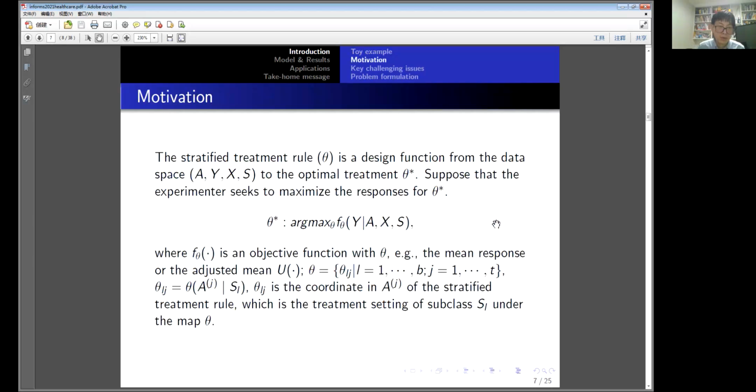Our motivation: the stratified treatment rule is a decision function from the data space to the optimal treatment. Suppose that the experimenter seeks to maximize the response for the solution theta, where f is an objective function with theta, for example, the mean response or the adjusted mean. Theta_Lj is the coordinate in A_j of the stratified treatment rule, which is the treatment setting of subclass S_L under the map theta.